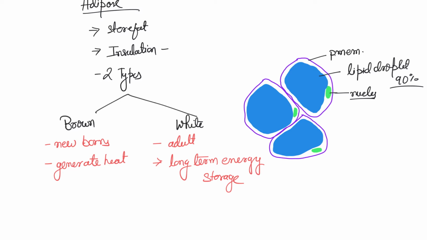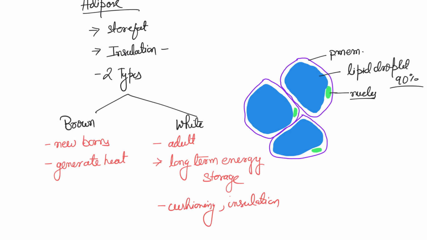Brown is generally found in newborns, and the big function is that it generates a lot of heat, whereas white, as we grow up into adults, most of the brown tissue is replaced by the white tissue, and the chief function is long-term energy storage. Besides, it also provides us with cushioning around a lot of organs and obviously the insulation, right?